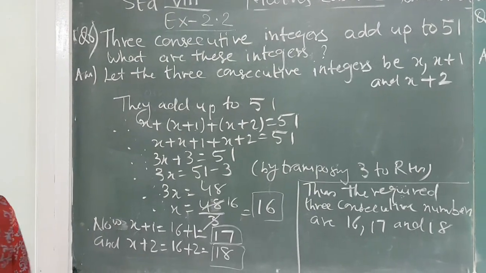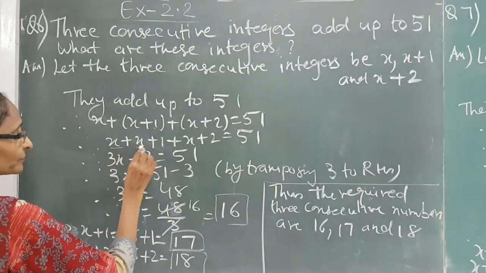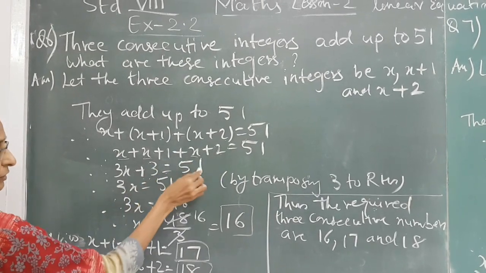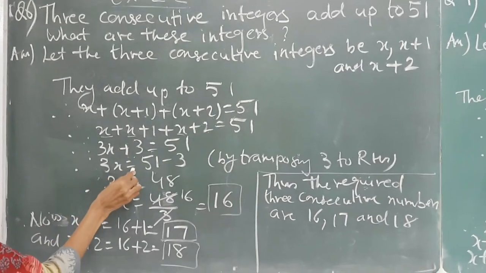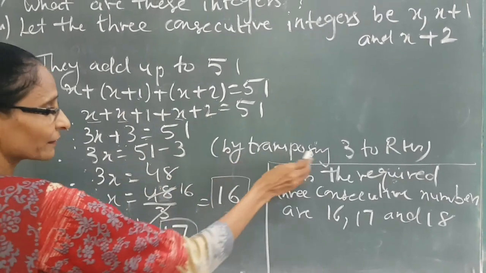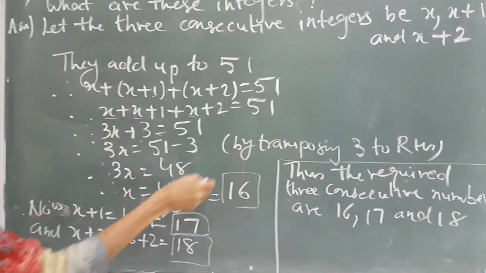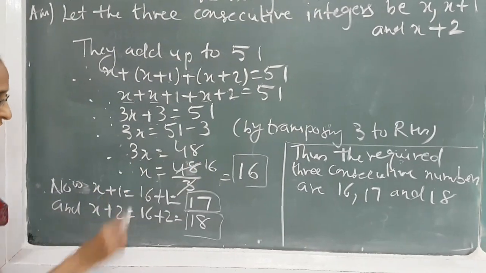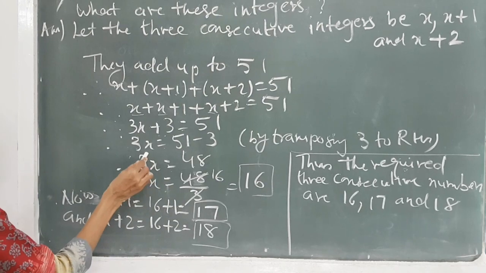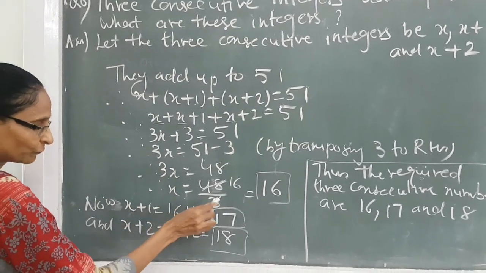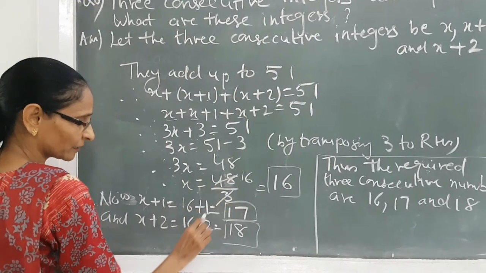Therefore, now you are adding like terms. So 3x plus 1 plus 2, that is 3, is equal to 51. Therefore, 3x is equal to 51 minus 3. I have transposed 3 to the RHS, I have changed the place. Therefore, 3x is equal to 48. Therefore, x is equal to, I have brought the 3 down. Multiply becomes divide. Therefore, x is equal to 48 upon 3.